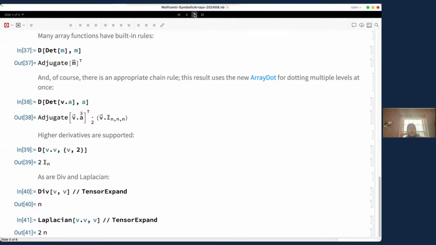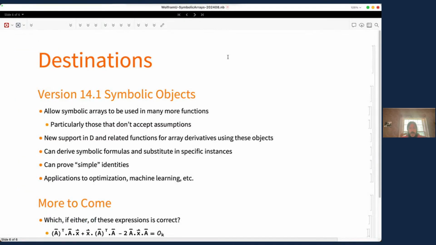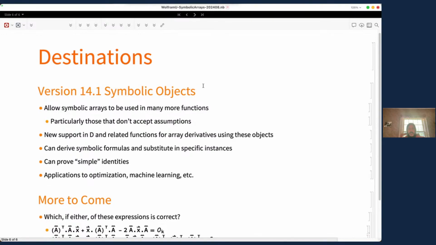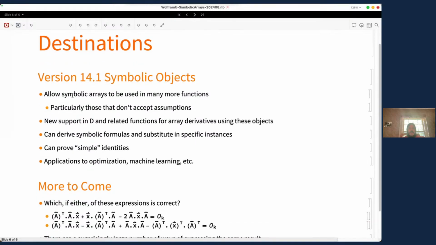So let me give you just a little bit about where we are and where we're going. So in version 14.1, we've introduced these symbolic objects. These allow array symbols to be used in many more functions. And the key thing about making it self-contained, as opposed to relying on the assumptions mechanism, is that there are a lot of functions like Plus that don't know about assumptions. If we were going to make it work in general, we needed to make it self-contained.